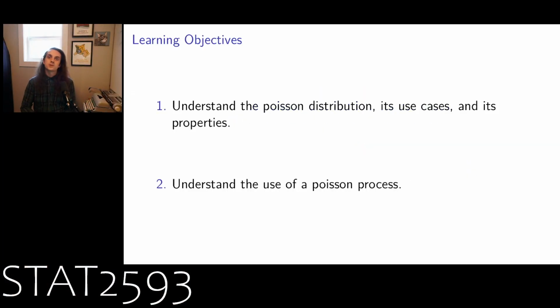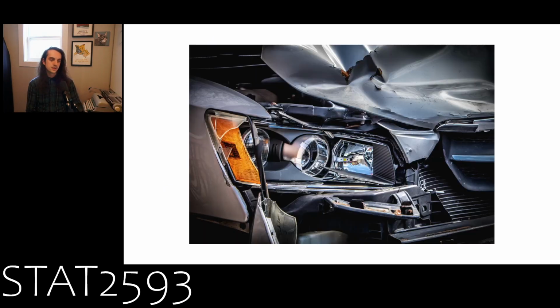So just like when we were introducing any of the other probability distributions, the main objective for today is to understand the Poisson distribution, its use cases, its properties, and so forth. The other thing that we'll introduce today is the Poisson process. This is related to the probability distribution, and it's a very useful way of capturing real-world phenomena. So you want to understand what that is as well.